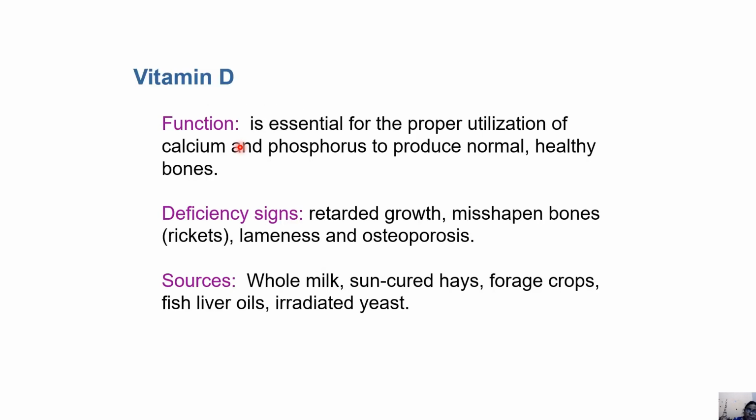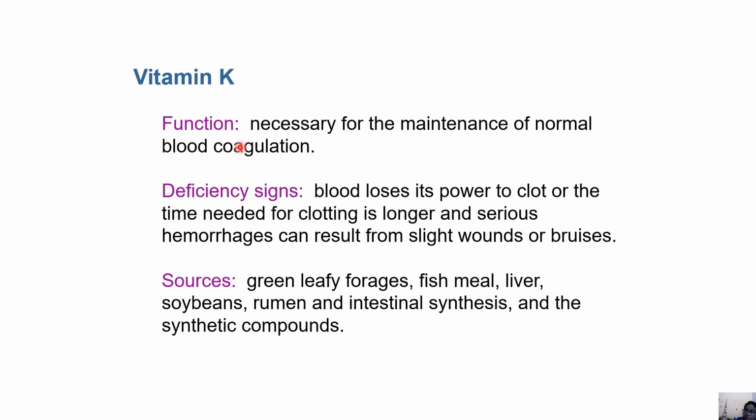Then we come to vitamin D, which is essential for the proper utilization of calcium and phosphorus to produce normal healthy bones. Deficiency will be retarded growth, misshapen bones, lameness, and osteoporosis. Sources can be whole milk, forage crops, irradiated yeast, etc. Then vitamin K, necessary for the maintenance of normal blood coagulation. Deficiency signs can be that blood loses its power to clot or the time needed for clotting is longer, and serious hemorrhages can result from slight wounds or bruises. Sources can be green leafy forages, fish meal, liver, soybeans, etc.